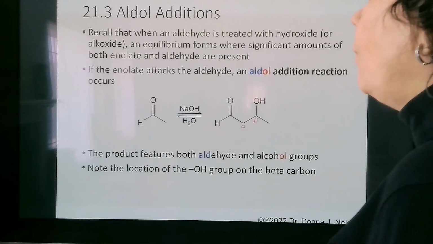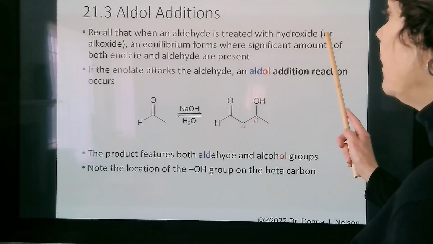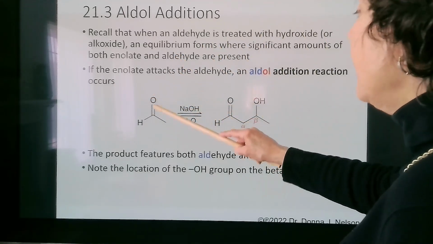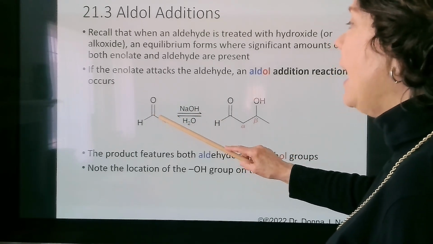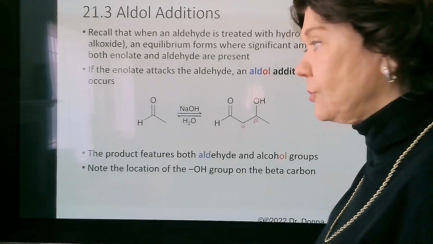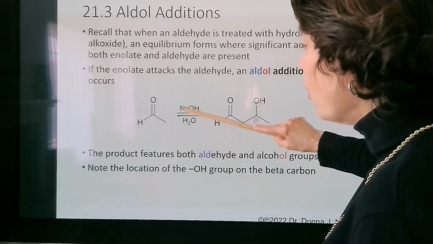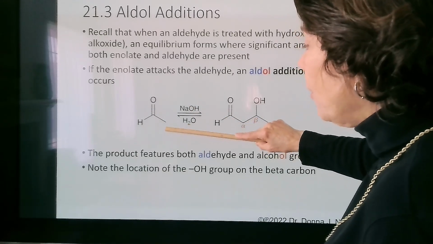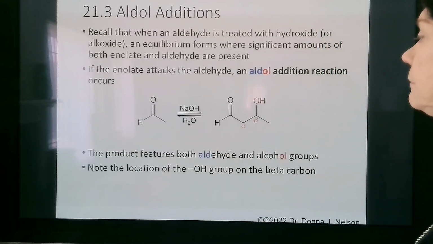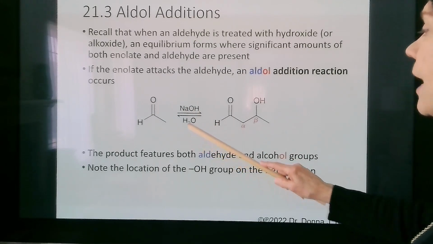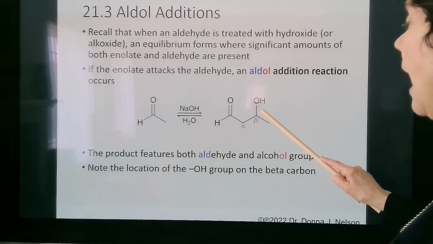So now, we're going to aldol addition reactions. When an aldehyde is treated with hydroxide or an alkoxide, an equilibrium forms where a significant amount of both the enolate and the aldehyde are present. And so when you have the enolate form, that will be where the hydroxide removes a proton here, and you have a negative charge. When you have an aldehyde undergo this reaction, you can have a product called the aldol.